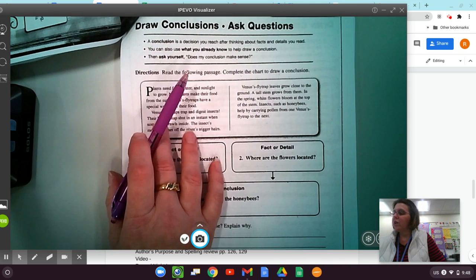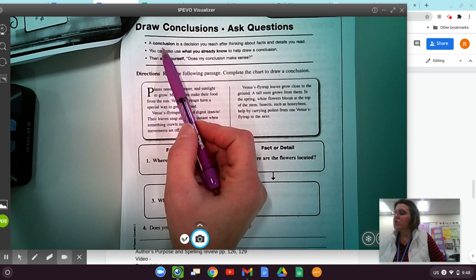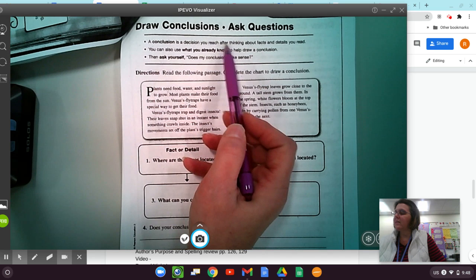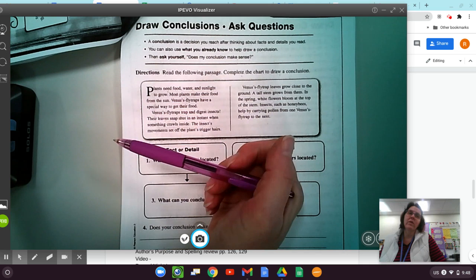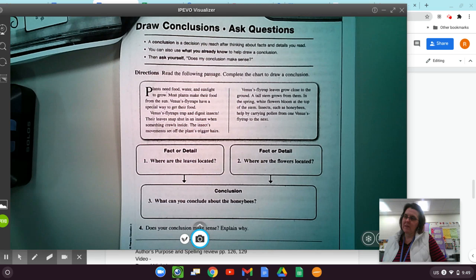A conclusion. We've talked about this a little bit before. A conclusion is a decision you reach after thinking about facts and details you read. Sometimes we think about a conclusion as the end of a paragraph or the end of a piece of writing. You wrap it up. This is different.